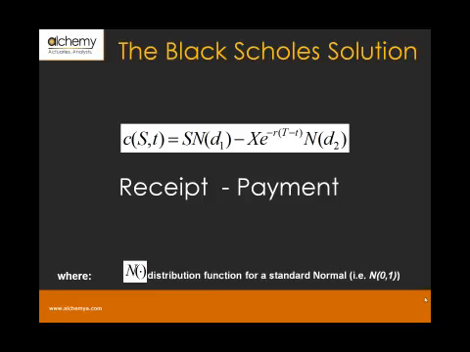When I say expected present value, I'm saying I've adjusted the payment for not just the discount factor, but also the probability of occurrence. So in addition to the discount factor, there is also the probability that the option will be exercised, and both the discount factor and the probability are reflected in the receipt. And same goes for the payment. That's one way of looking at the Black Scholes solution.